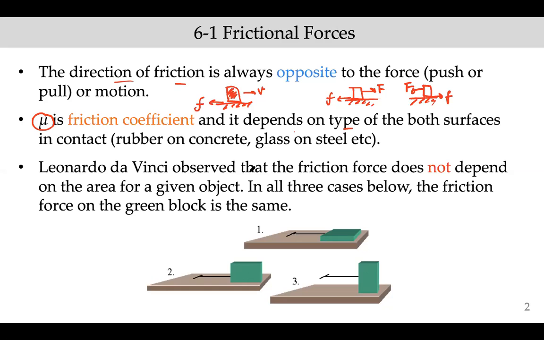Leonardo da Vinci observed that the friction force does not depend on the area for a given object. So if you have one object like this, it looks like a suitcase, you can pull it in this configuration, or completely down like this, or standing on the small surface. But in all cases, the friction force is the same.